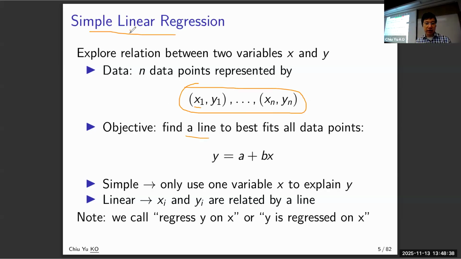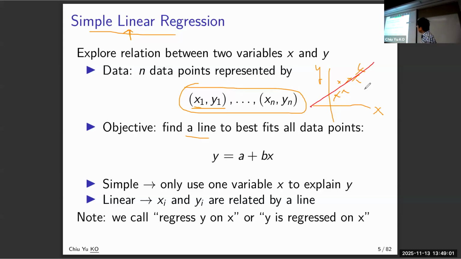That's why it's called linear regression. And simple means only 2 dimensions, so basically just X and Y. Just a bunch of points here, a bunch of points here, a bunch of points here. And the goal is to find a line to represent this data.